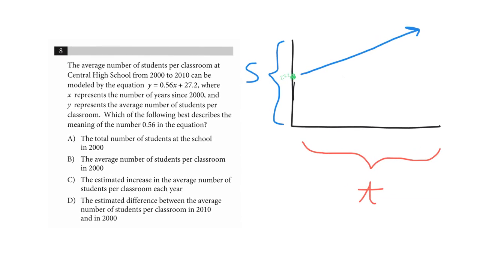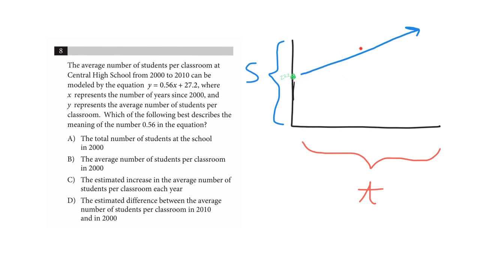So nonetheless, let's see. Where x represents the number of years since 2000, which of the following best describes 0.56? So 0.56 is really 56 over 100, and 0.56 is the slope, right? Another way of thinking about the slope is the rate of change. So you just have to have a loose familiarity with what a slope means and what the y-intercept means. Let's be clear about the y-intercept. The y-intercept means that in year 0, also known as 2000, there were 27.2 students, right?